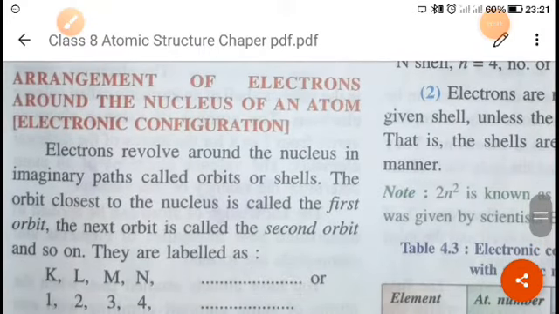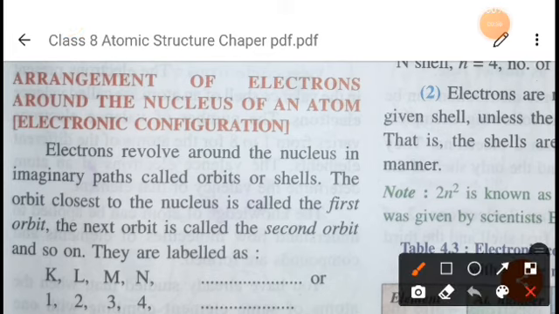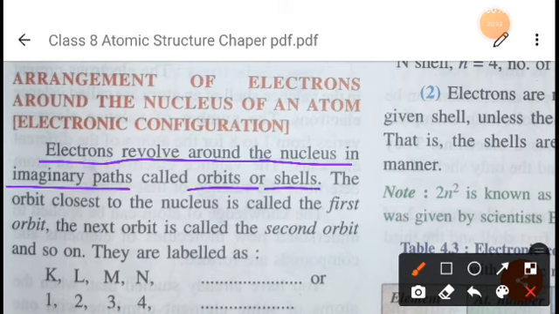When we talk about the arrangement of electrons around the nucleus of an atom, what we have seen till now is that electrons revolve around the nucleus in an imaginary path called an orbit or a shell, right? So always remember that the orbit which is closest to the nucleus is called the first orbit, next to that is called the second orbit, and so on.